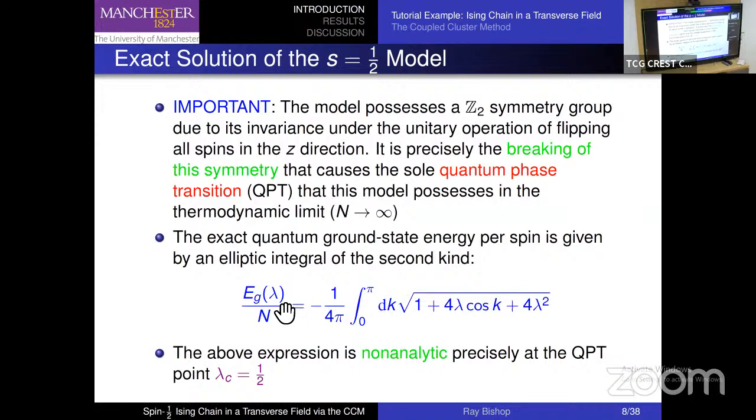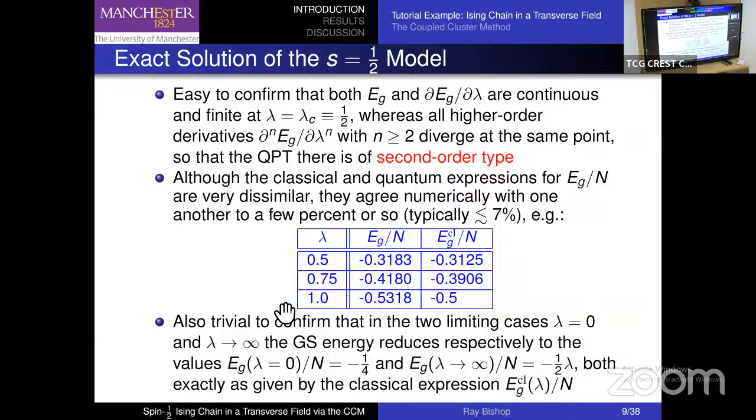We don't only have the energy. I mean, the solution is exact for the wave function. So given that we've got the wave function, I can also calculate properties. And in particular, I can calculate the magnetization, which I can compare with the classical results. Before I do that, it's easy to confirm that both the energy and the first derivative are continuous at lambda equals a half, but all higher order derivatives go to infinity as lambda goes to a half.